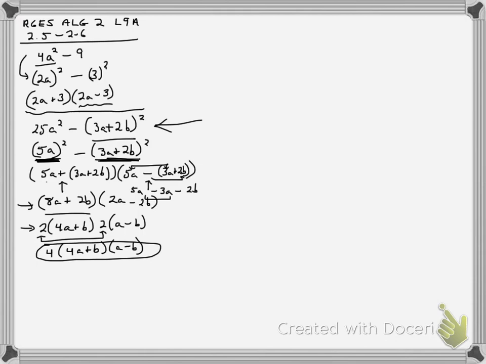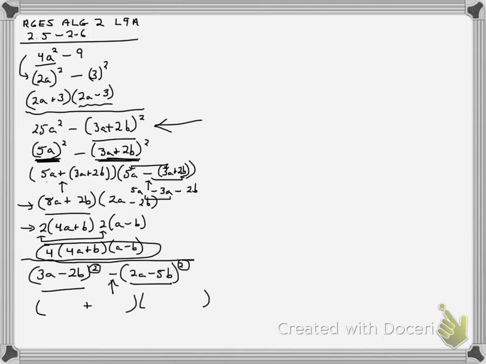Okay, let's show you another one. After you come back to me. 3a minus 2b squared minus 2a minus 5b squared. This is, again, just simply the difference. Here's something squared minus something squared. So this is the difference of two squares. Okay. So the first one would be plus, and the second one would be minus.